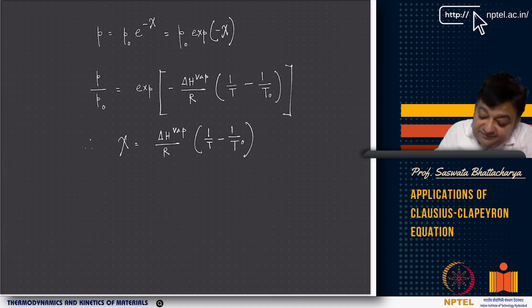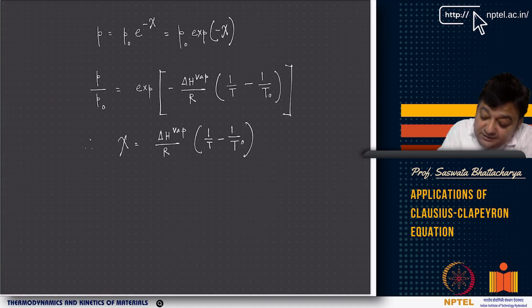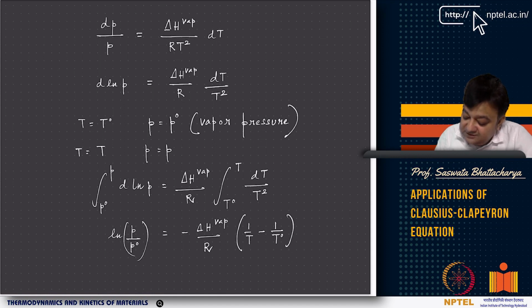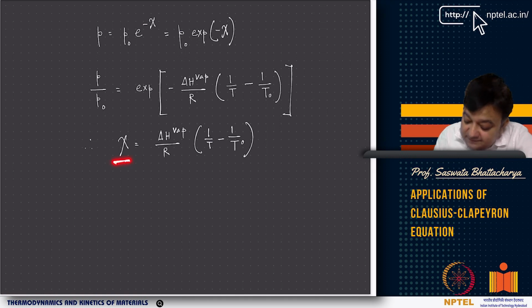Basically you can further simplify this as P equals P naught e to the power minus chi, or P naught exponential of minus chi, where e to the power is nothing but exp. So P by P naught equals the exponential of this entire term, where chi is nothing but this factor, delta H vaporization by R times (1 by T minus 1 by T naught).